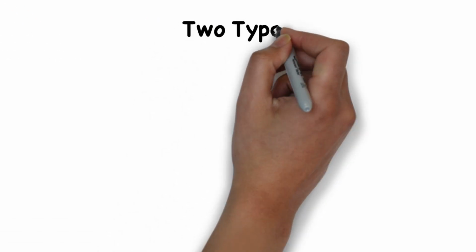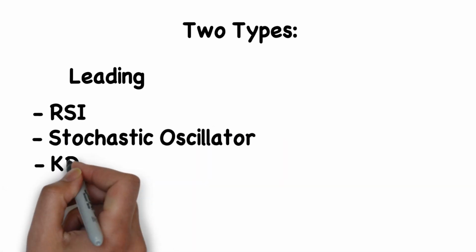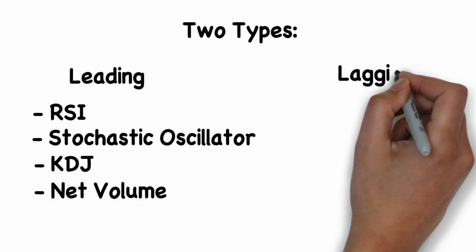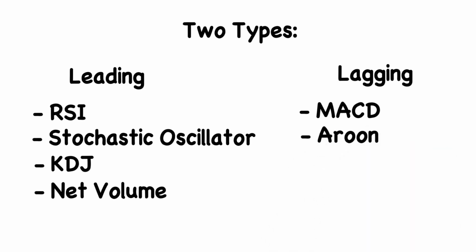Now, there are two basic types of indicators. There are leading indicators like RSI, Stochastic Oscillator, KDJ, and Net Volume, and there are lagging indicators like the MACD and the Aroon. So let's go over the pros and cons for both.